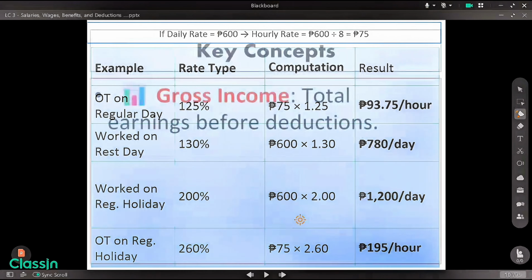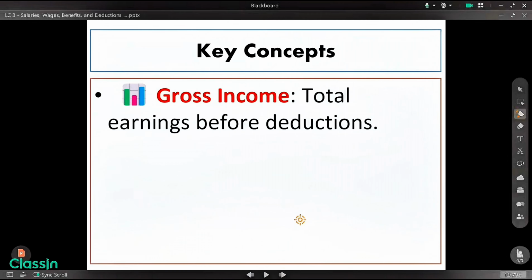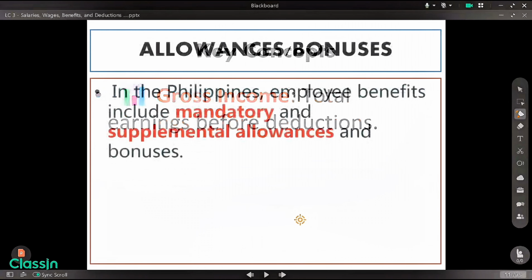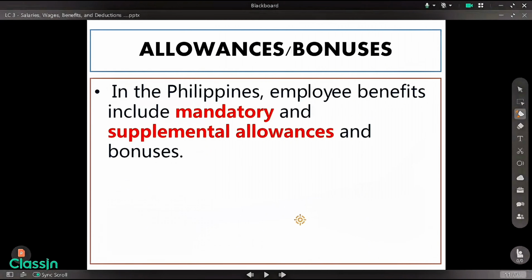That's it. Now, what about the gross income? When we say gross income, it is the total earnings before deductions. Again, total earnings before the deduction. So it includes the allowances, bonuses, daily rate, OT, and so on and so forth. In the Philippines, employee benefits include mandatory and supplemental allowances, and of course, bonuses.